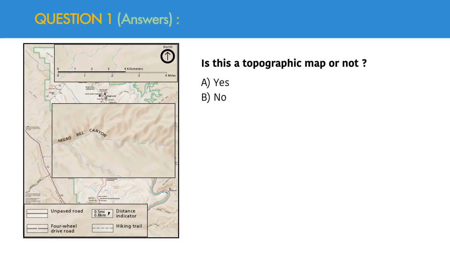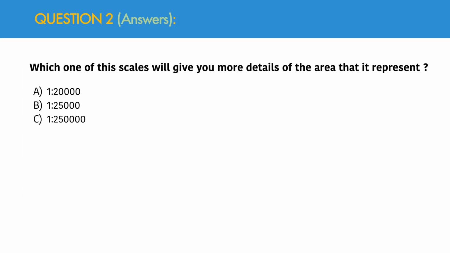Answers and explanations. For question number 1, the correct answer is no, because even though we have a scale bar, a legend, and we can figure out where the hills are, we still don't have contour lines, which are essential in wilderness navigation. For question number 2, which one of these scales will give you more details of the area that it represents?